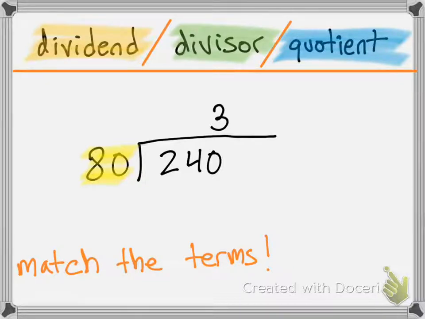Let's see, Vahe, what do you think? Which one do you think? I think the dividend is 240. He says 240. Let's see, thumbs up, you guys, or thumbs down? He is correct. It is 240.